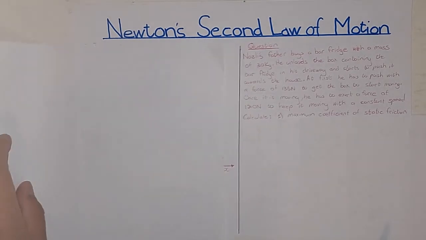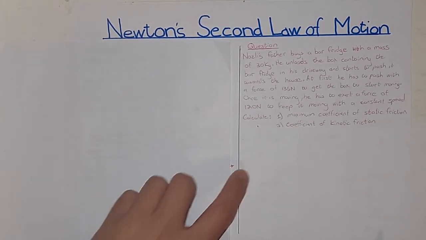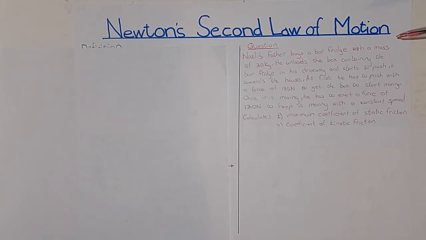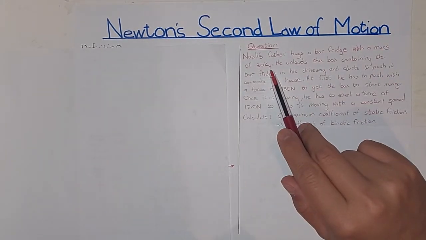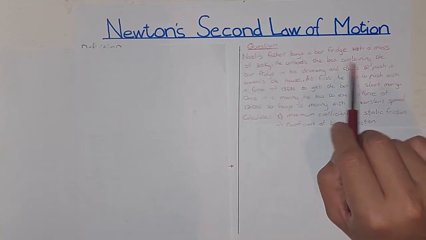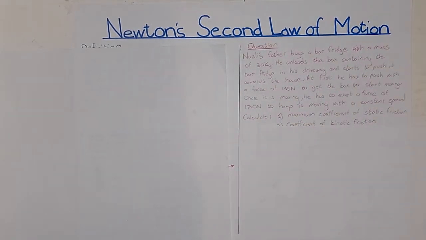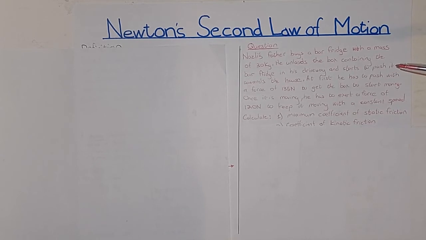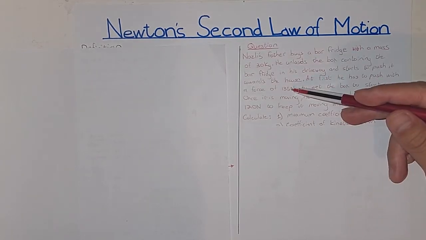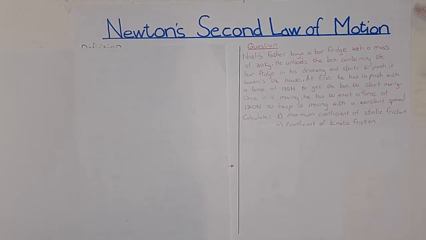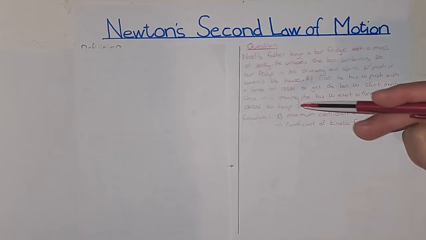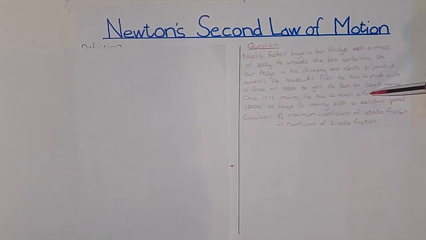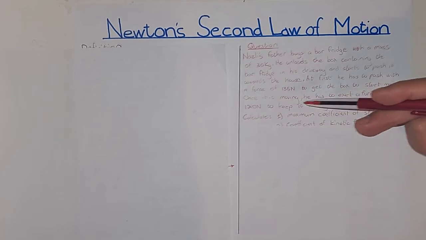Right, let's look at this other question here. Nazli's father buys a bar fridge with a mass of 30 kilograms. He unloads the box containing the bar fridge in his driveway and starts to push it towards the house. At first, he has to push with a force of 135 newtons to get the box to start moving. So he first has to push at that to overcome static friction, because he hasn't moved it yet. Once it starts to move, we know he has overcome static friction.